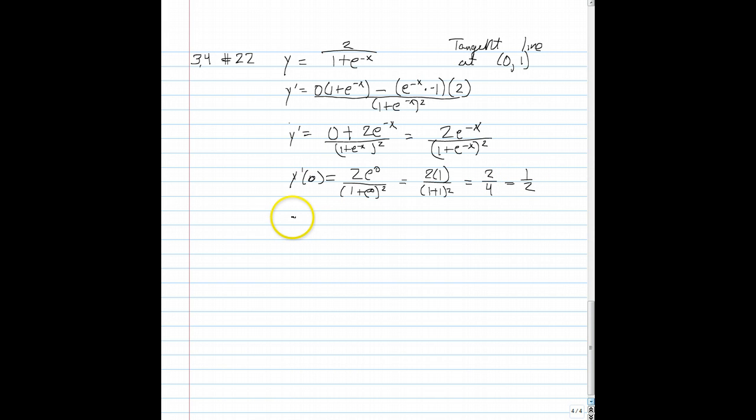So now using the point slope equation, y minus 1 equals 1 half times x minus 0. Then we get y minus 1 equals 1 half x, or y equals 1 half x plus 1.